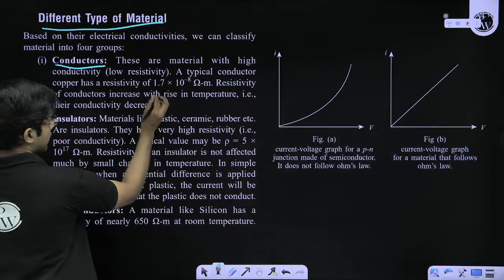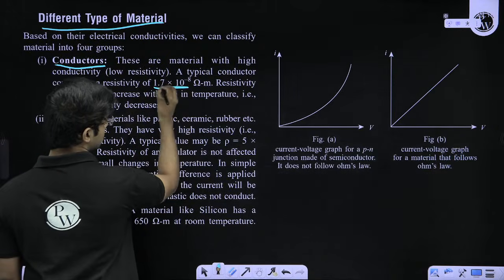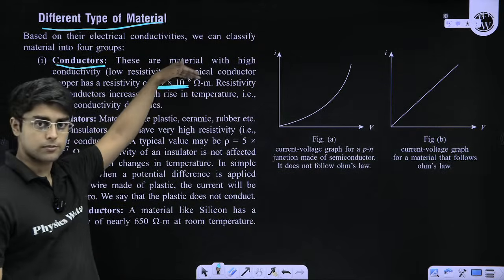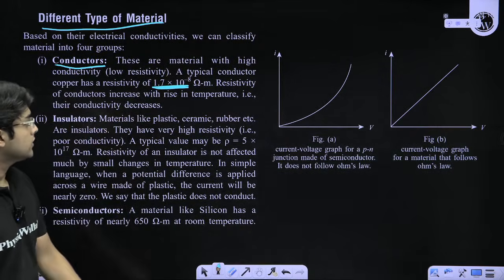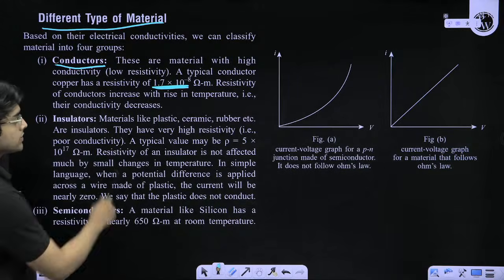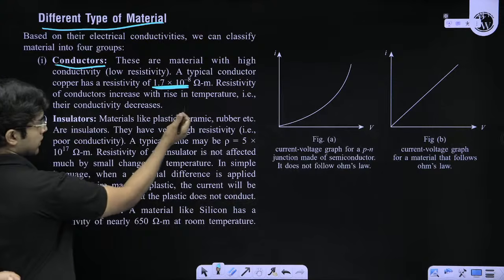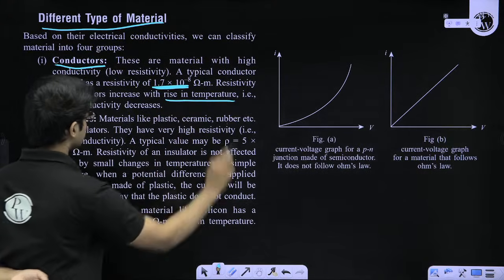A typical conductor like copper has this resistivity. As you can see, it's 10 power minus 8. It's a very low value for resistivity. That's why it's an excellent conductor. Resistivity increases with the rise in temperature. This we discussed.